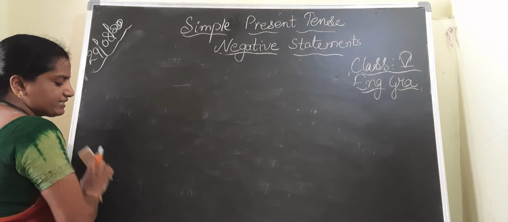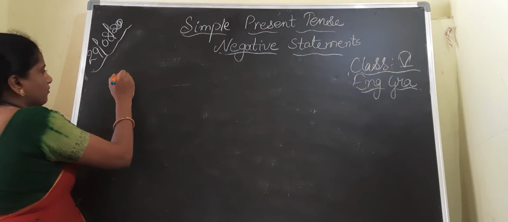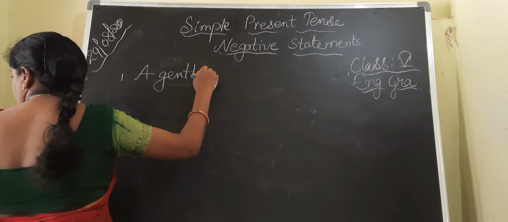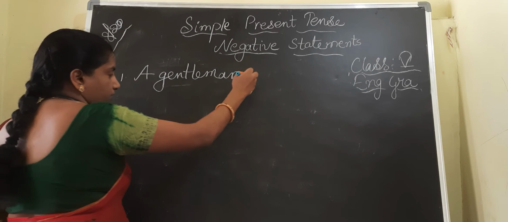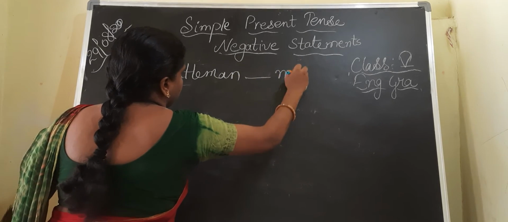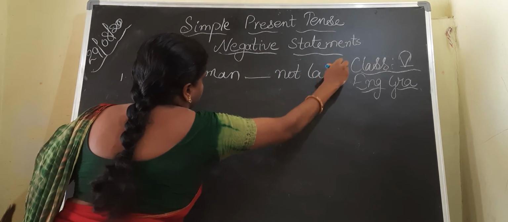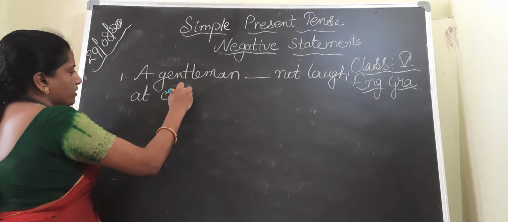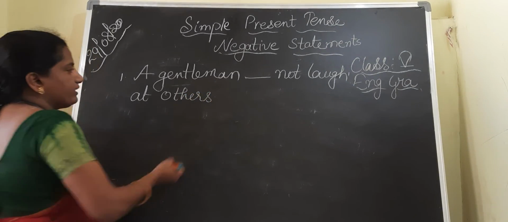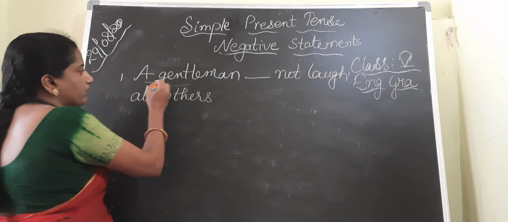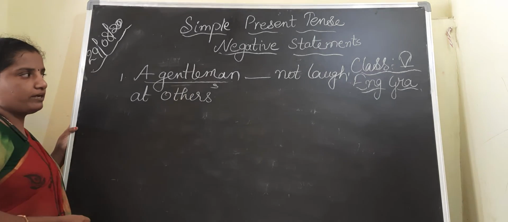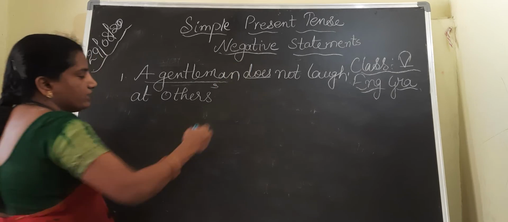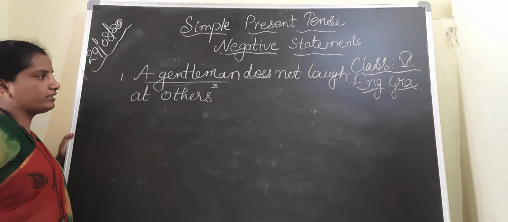Now let us see a few blanks related to the topic. First one. A gentleman dash not laugh at others. If you see the blank, what is the subject given to you here? Gentleman. Is it singular or plural? Singular subject. So what do you have to add? Does. A gentleman does not laugh at others.